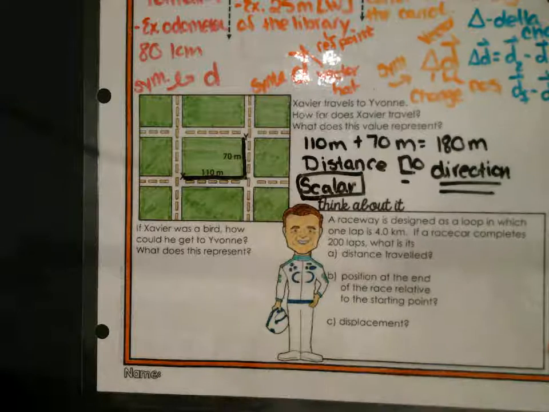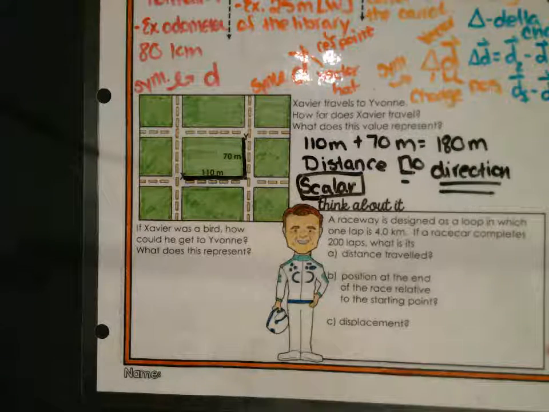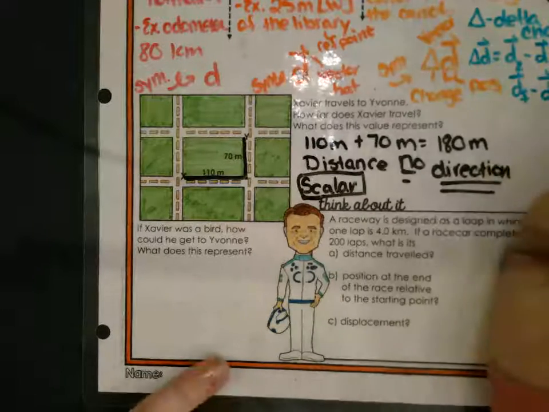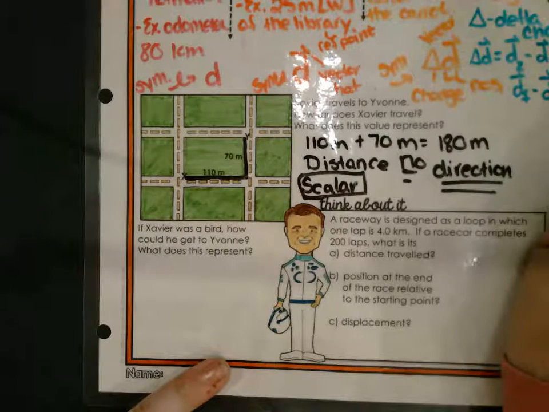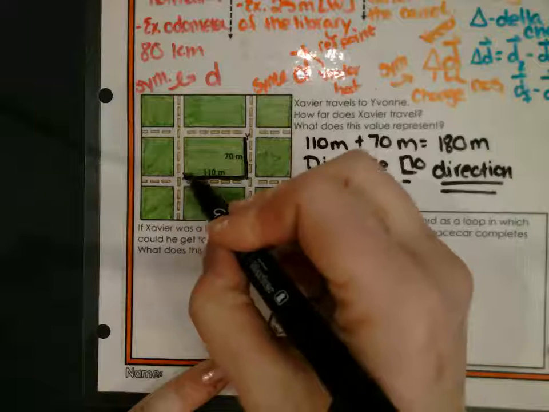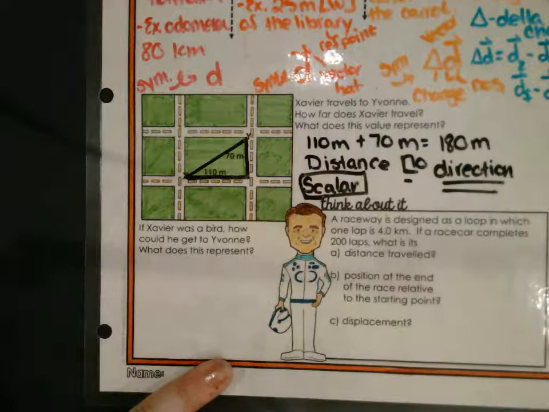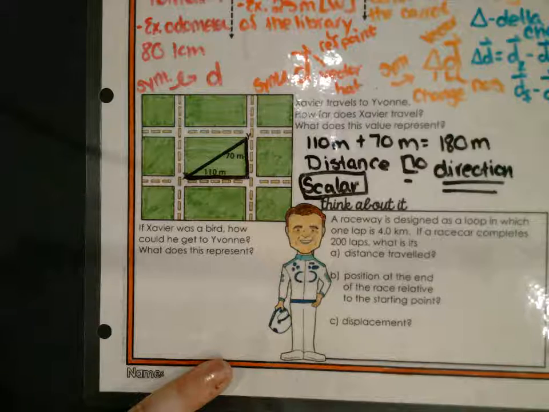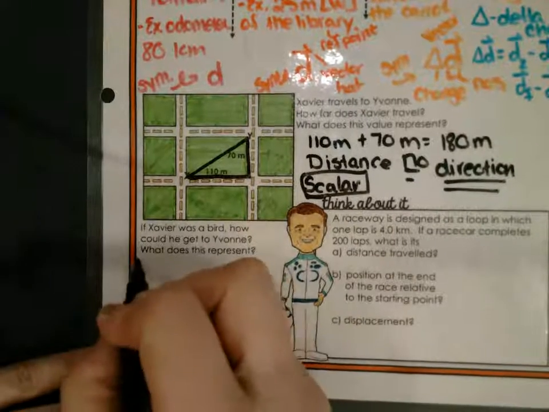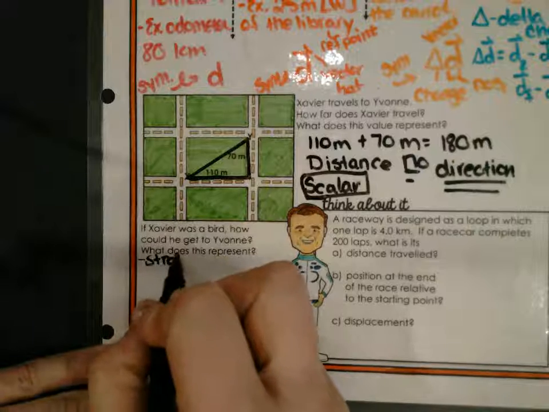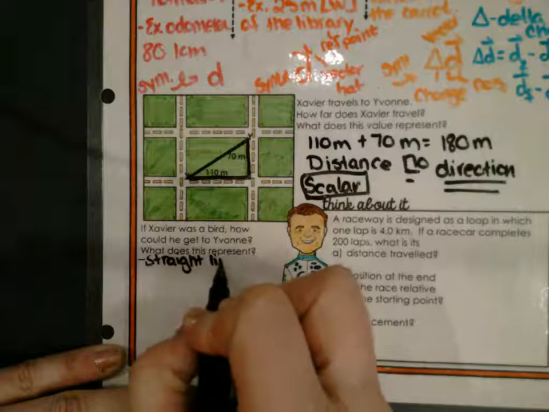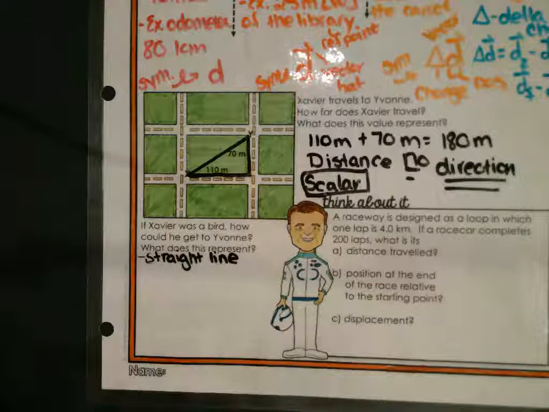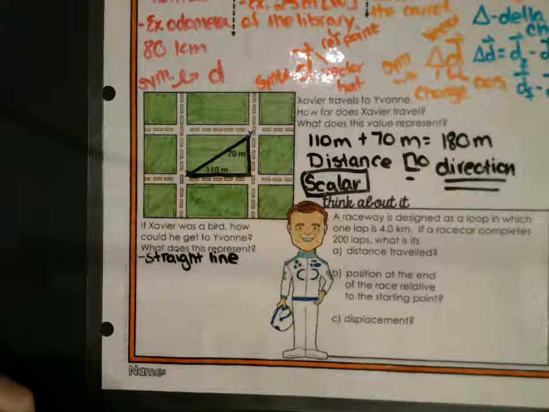So it says, if Xavier was a bird, how could he get to Yvonne? And what does this value represent? So if Xavier is a bird, he's not bound by the human laws that we have to follow a road. So if Xavier was a bird, he's going to take the shortest way to get to Yvonne, and he's going to cut across the middle. So he'd travel there in a straight line. Now we've got a problem.